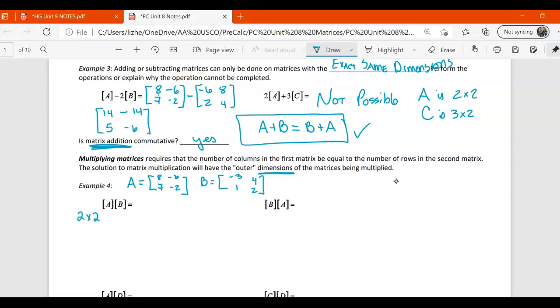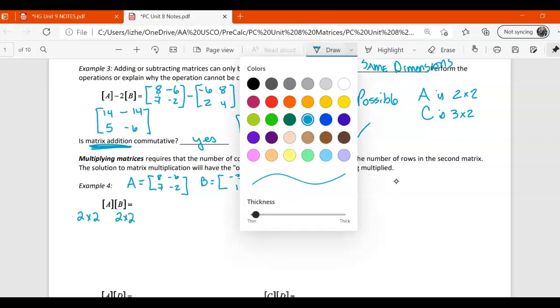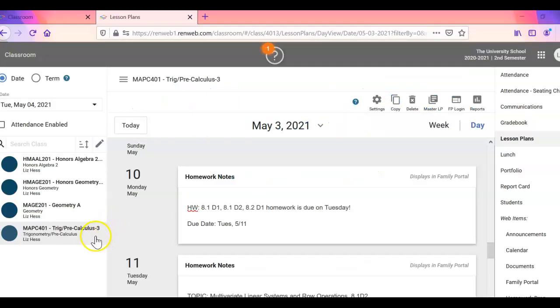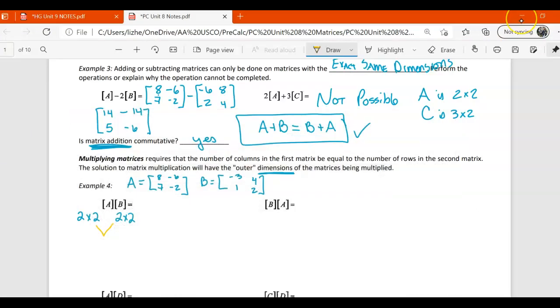The B matrix is also a 2 by 2. So here's the rule. In order to multiply, these two numbers must be the same. All right, so those have to be the same. And yes, they are the same.